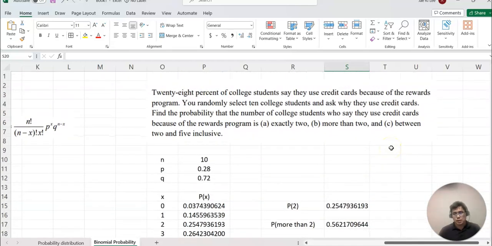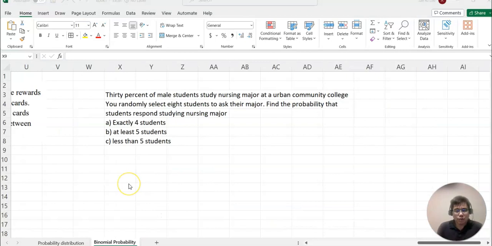Okay, so let's look at one more example. 30% of male students studying nursing major at an urban community college. You randomly select 8 students to ask their major. So find the probability that the students respond studying nursing major: A, exactly 4 students, B, at least 5 students, and C, less than 5 students.